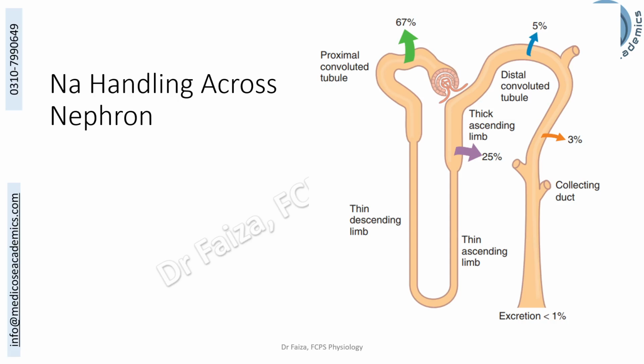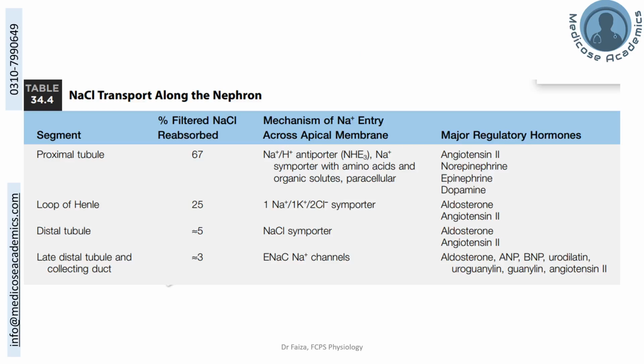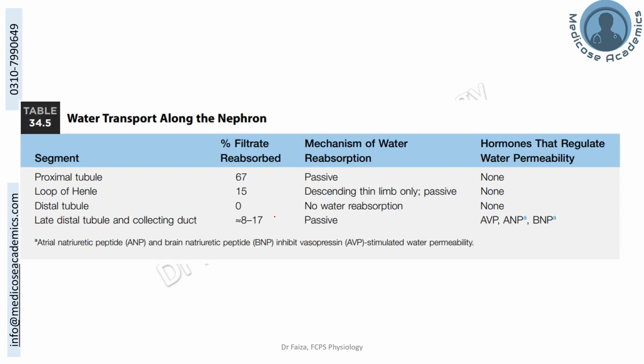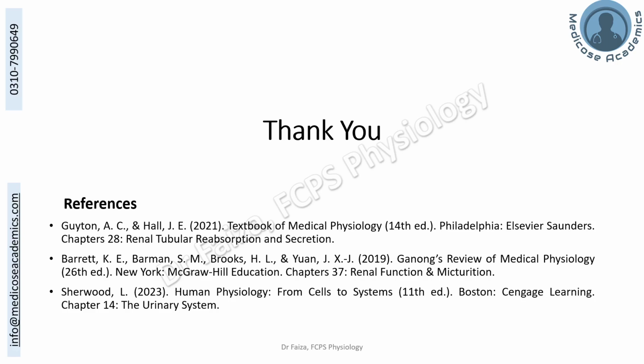Sodium handling across the nephron: 67% is reabsorbed at the proximal convoluted tubule level, 25% at the thick ascending limb, 5% in the distal convoluted tubule, and this 3% is subjected to variation in the collecting tubules depending upon the presence or absence of aldosterone. This is summarizing the sodium chloride transport across the different segments of the tubule along with their regulation. And this is summarizing the water transport across the different segments of the tubule that we will be reviewing again while discussing the urine concentration and dilution mechanisms. Thank you very much.